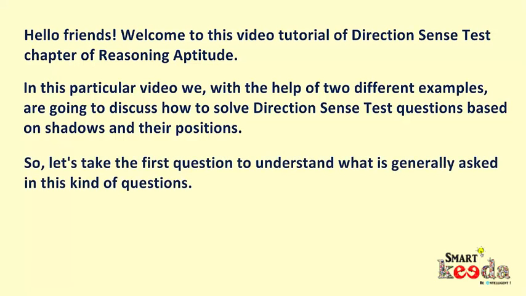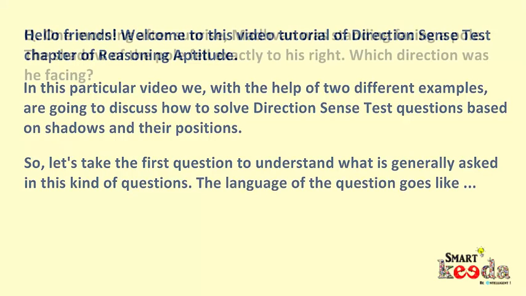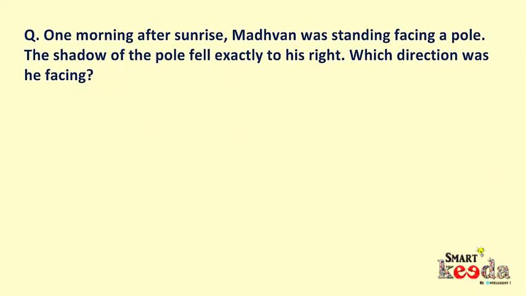So let's take the first question to understand what is generally asked in this kind of questions. The language of the first question goes like, one morning after sunrise, Madhavan was standing facing a pole. The shadow of the pole fell exactly to his right. Now which direction was he facing?